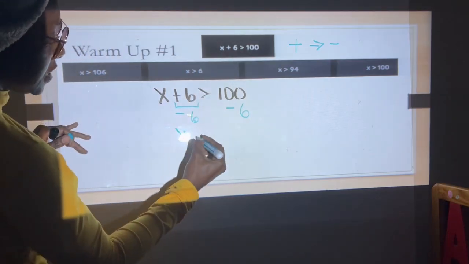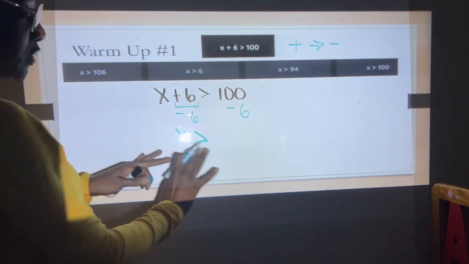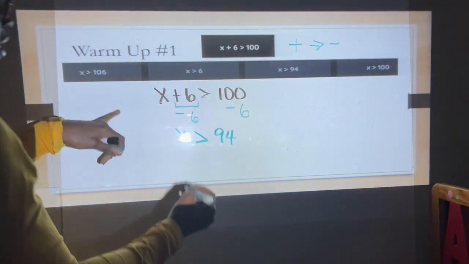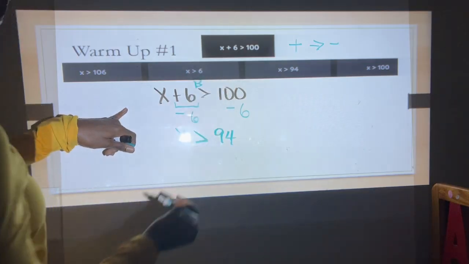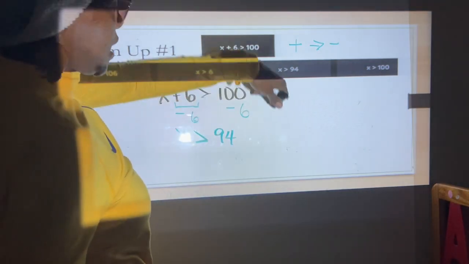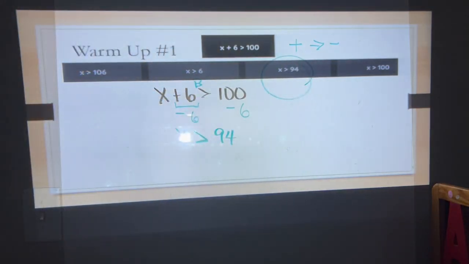So then x is what's left on the left side of the inequality. We leave that symbol as greater than, and 100 minus 6 is 94. So the correct answer, even though I chose B, x is not greater than 106, x is not greater than 6, x is greater than 94. This was the correct answer for that particular problem.